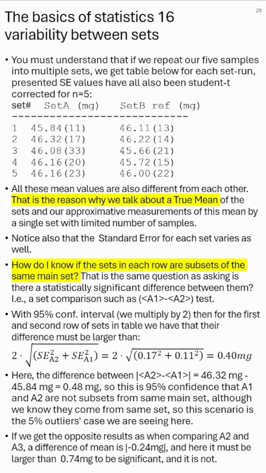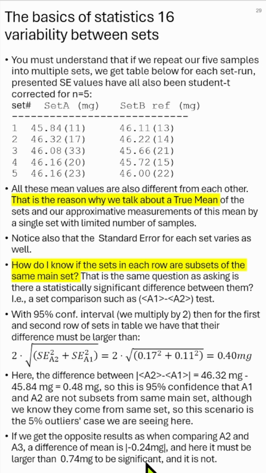And if we do, we can get the opposite result as well. So if we compare the second set, 46.32 milligram with standard error 0.17 milligram, with the third set, 46.08, standard error 0.33 milligram, then we see that the difference is minus 0.24 milligram. But we only look at the absolute values. And this difference should be larger than the 0.74 milligram, which is that combined standard error times 2. And it is not. These two are not significantly different.